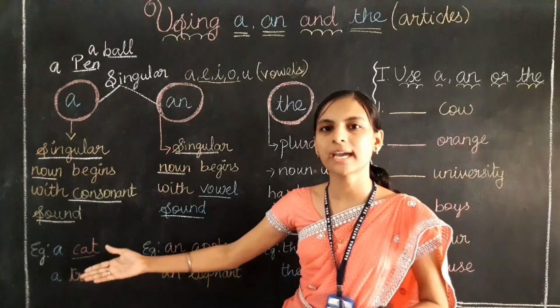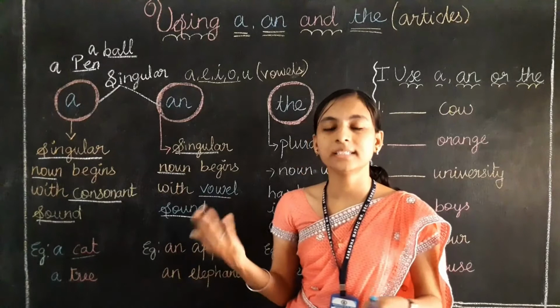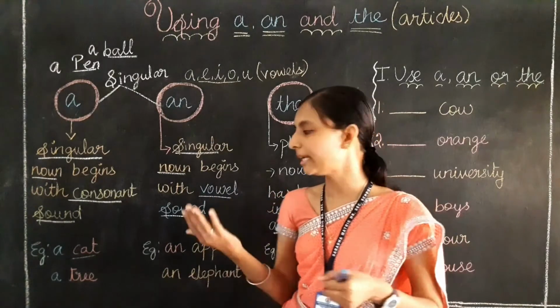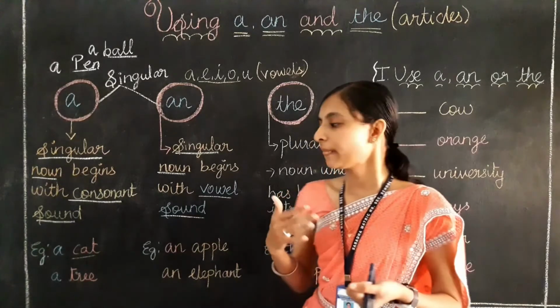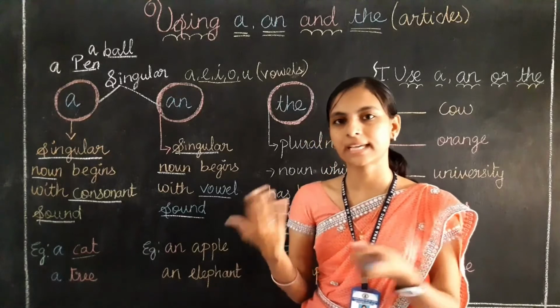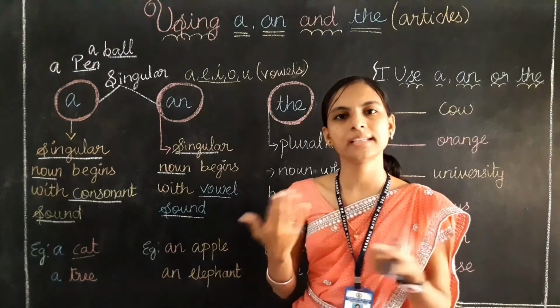If I am talking about a cat, I have a cat. Then again I can't say "my cat." I am telling you, I have a cat. That cat is very naughty. Okay, that cat is very naughty. The cat likes milk.